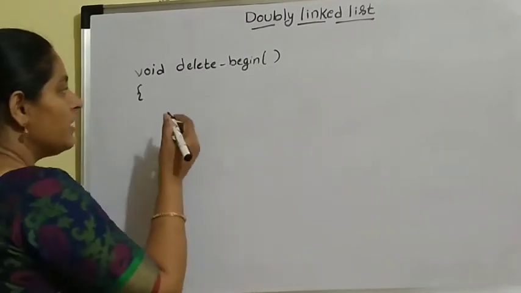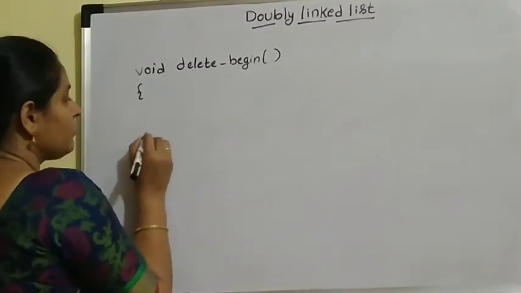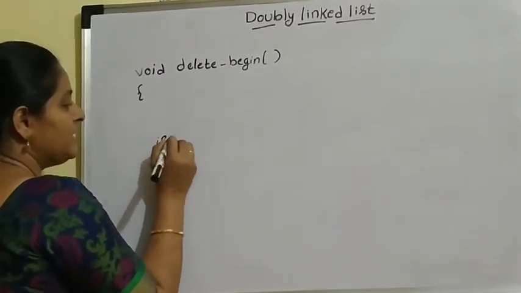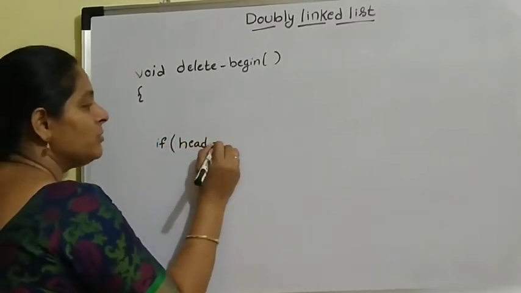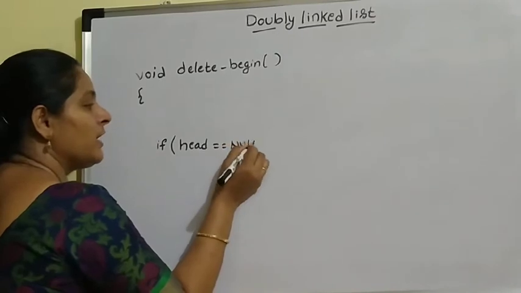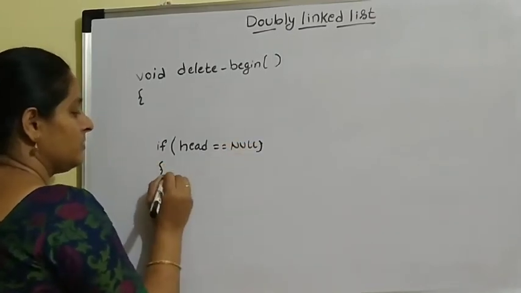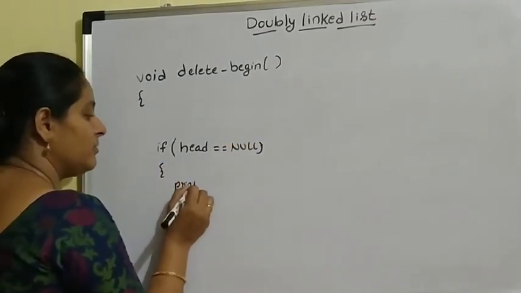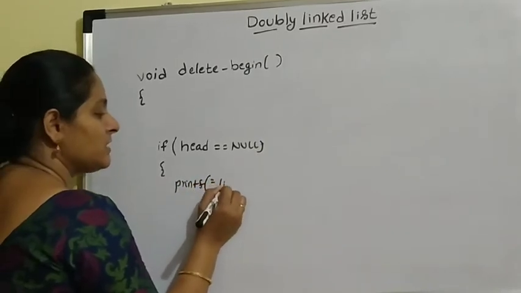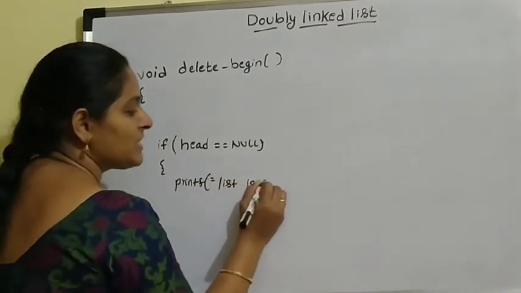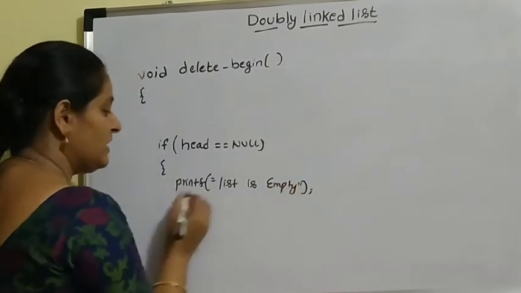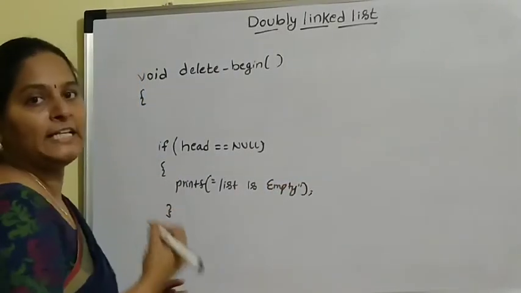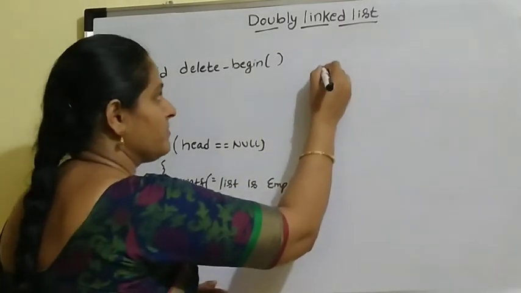Okay, see, here I am verifying whether the list is empty or not. If head equal to null, printf list is empty. If the list is empty, deletion is not possible. If the list contains some elements, then only we can delete from the list.